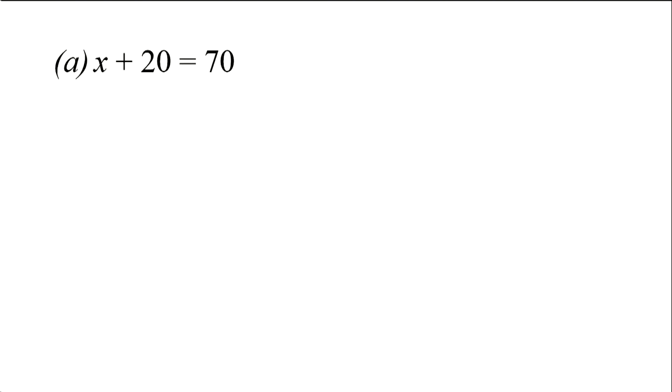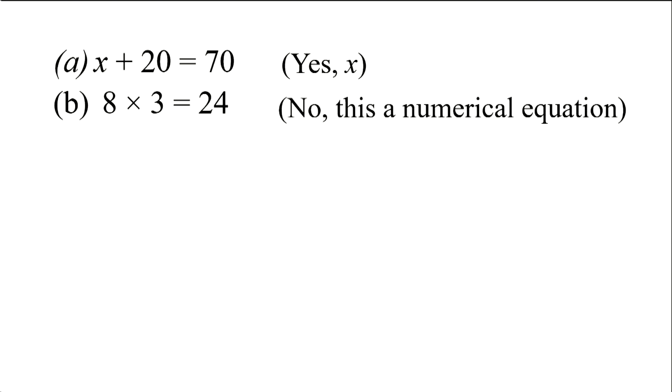For the first, x plus 20 is equal to 70, it is an equation and the variable is x. Why is it an equation? Because it has an equal sign. Two algebraic expressions are written using an equal sign. What about the second case? 8 into 3 is equal to 24. Though there is an equal sign in this case, it is called a numerical equation, but not an algebraic equation. So, the answer is no, this is a numerical equation. Why is it a numerical equation? Since there is no algebraic variable.